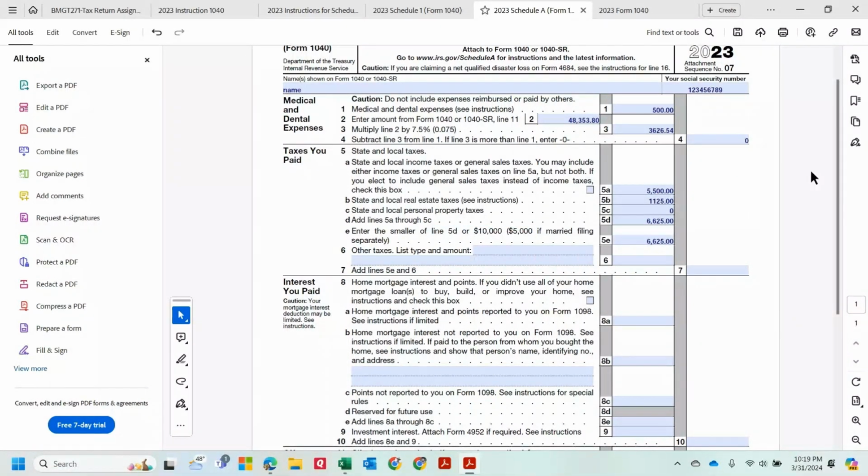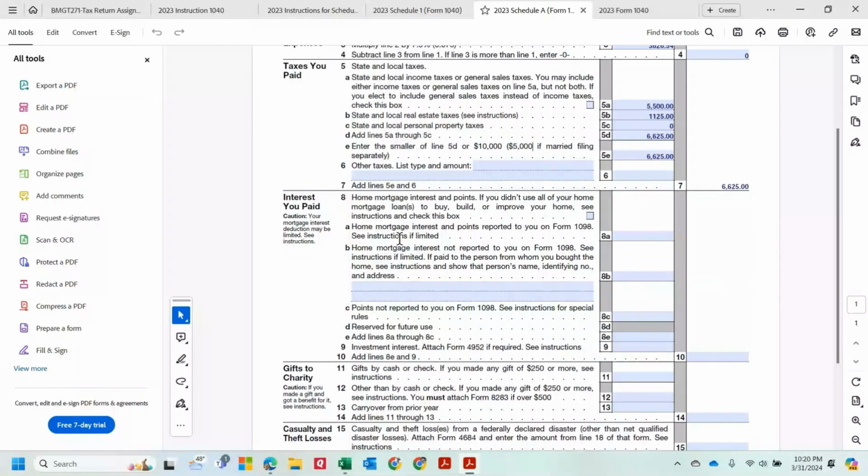But again, the purpose of this limit is it basically says if you paid more than $10,000 in state and local income taxes and property tax, you can only deduct up to $10,000. This was an addition from the 2017 Trump tax cuts that was designed to punish Pennsylvania, punish New York, Massachusetts, and California because they have very high state income taxes. Other taxes, this would be rare, and then we're just going to go ahead and carry this all down, $6,625.00.